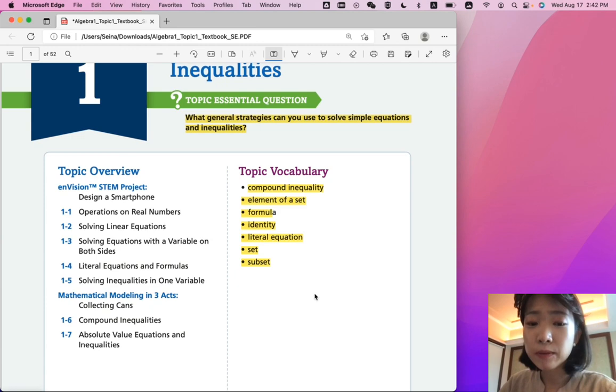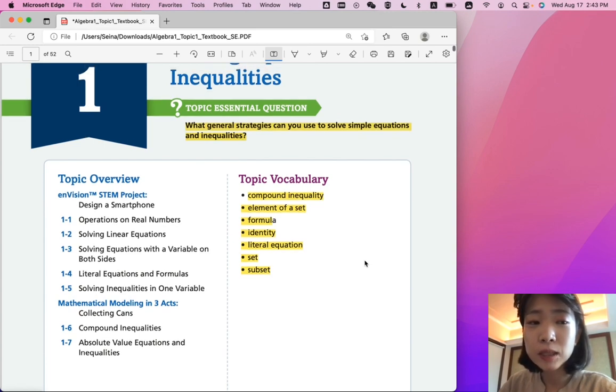So these are some topic vocabularies: compound inequality, element of a set, formula, identity, literal equation, set, and subset. Whenever you see these topic vocabulary explained throughout the topic, please make sure you note them in your math notebook or put them in a graphic organizer, which would be even better, so that you can see them all at the same time.